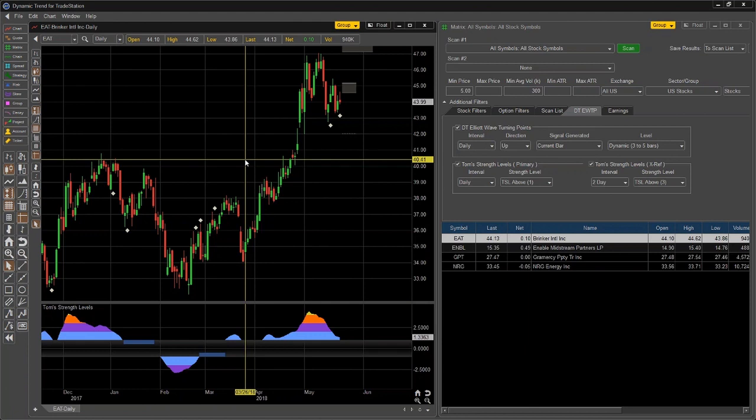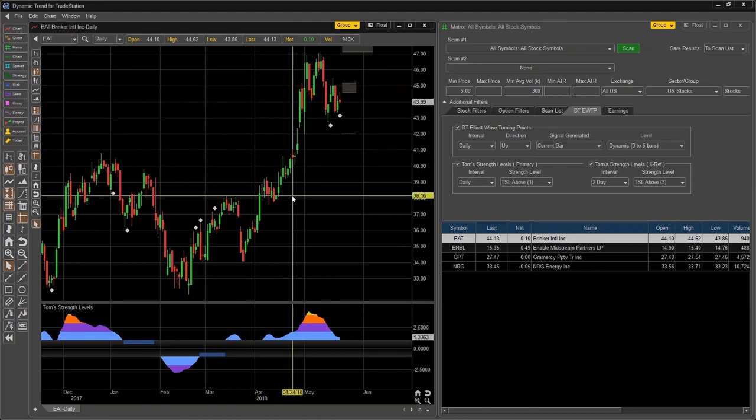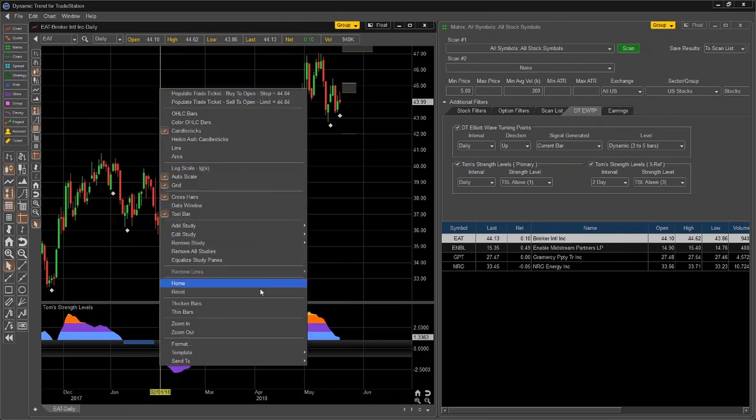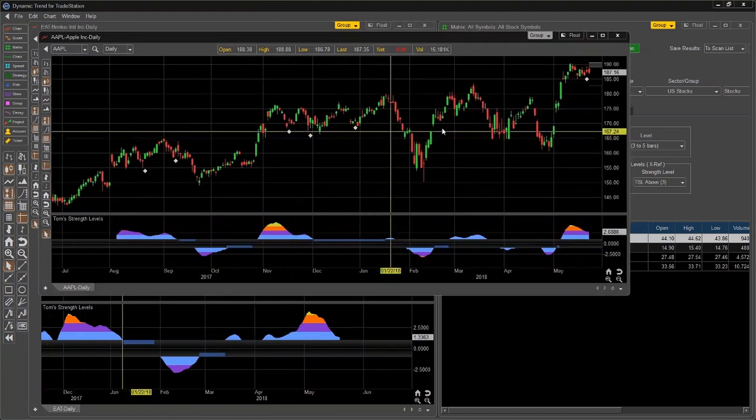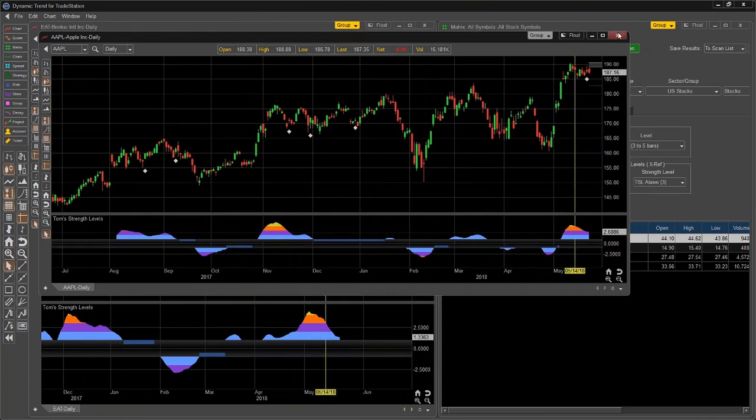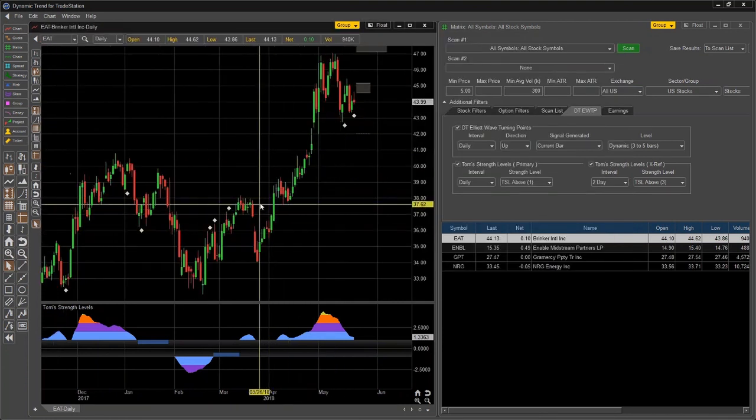Now, just as a reminder for everyone who has the program already, if this is the way I want to set up my chart and always have my chart open up, I can always right click here and just say template, set as default. Once I have all the studies and indicators and colors and backgrounds and all that stuff the way I want it every time to show up, just go to right click, template, and then save as default. Now anytime I open up a new chart, it'll always have Elliott Wave turning points and the TSL on it. All right, so here we are.